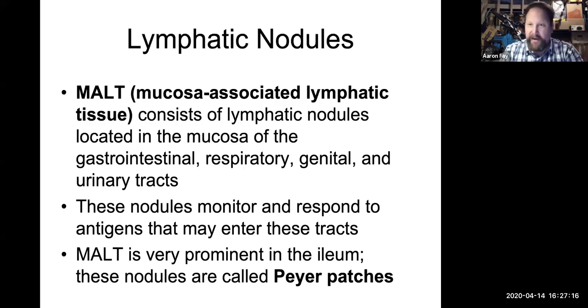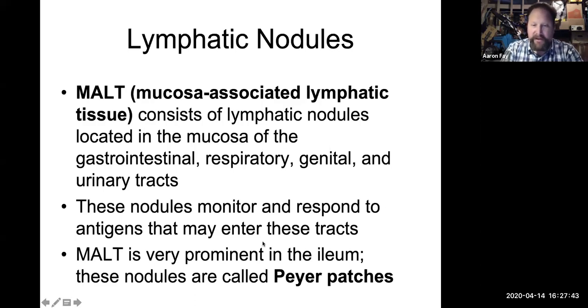All these are areas that are susceptible to microbial attack, so we need special lymphatic tissues to protect us from that kind of invasion. Respiratory, gastrointestinal, genital urinary tracts, these are all major ways that pathogens try to enter our body and make us sick. So these nodules are just going to monitor the area and they will respond to an infection.